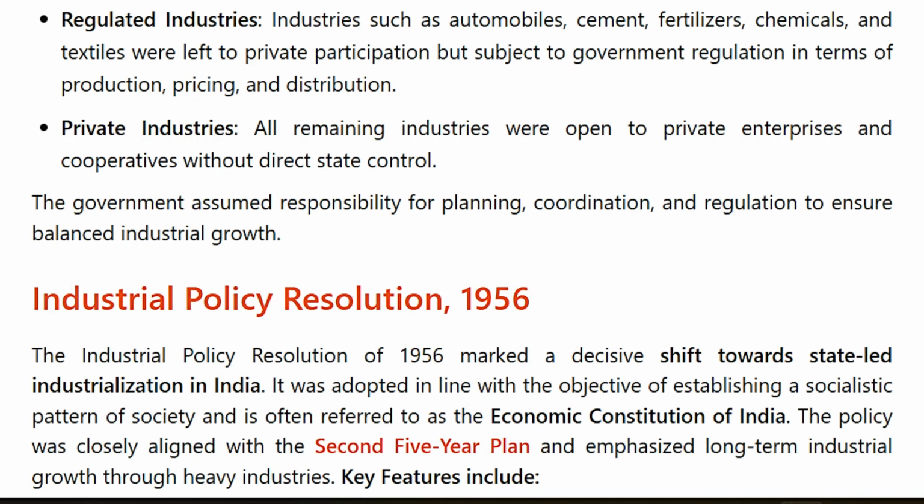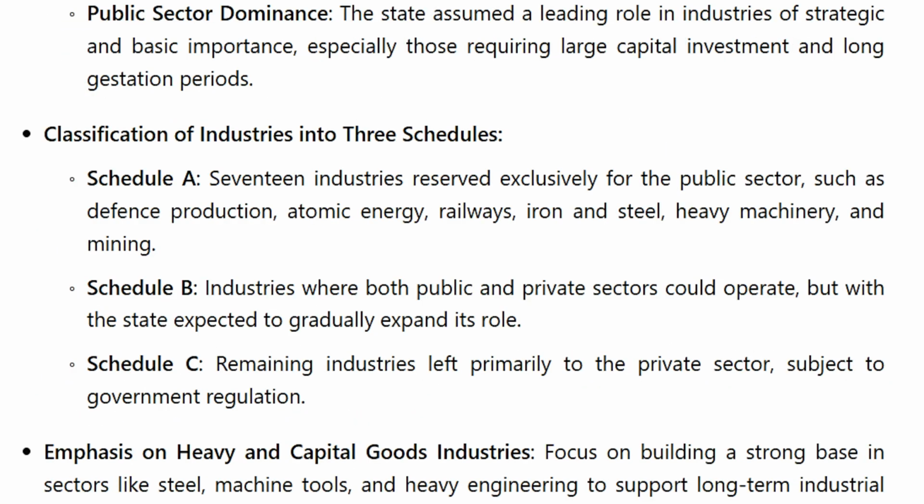Industrial Policy Resolution, 1956. The Industrial Policy Resolution of 1956 marked a decisive shift towards state-led industrialization in India. It was adopted in line with the objective of establishing a socialistic pattern of society and is often referred to as the Economic Constitution of India. The policy was closely aligned with the Second Five-Year Plan and emphasized long-term industrial growth through heavy industries. Key features include public sector dominance.